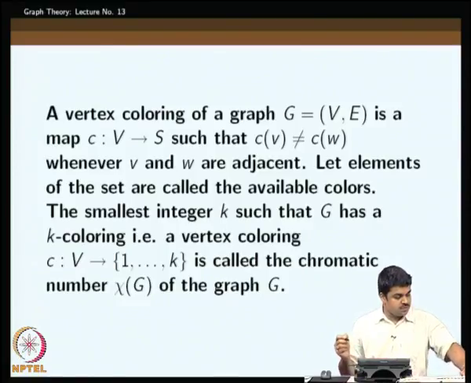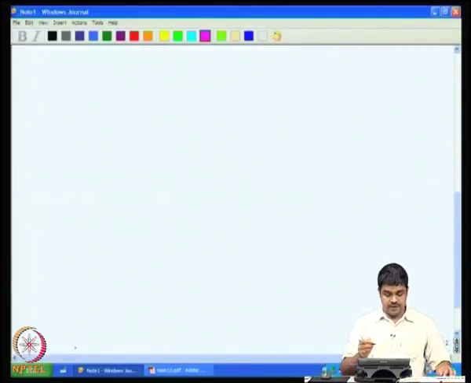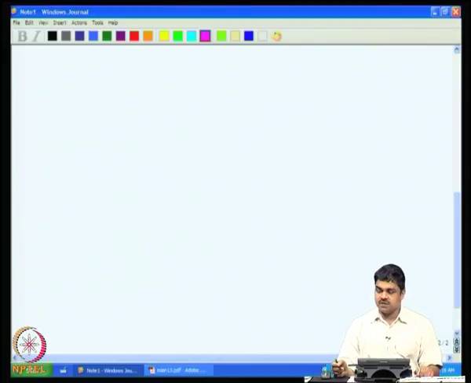This is the formal definition. In other words, we are supposed to color the vertices of the graph in such a way that whenever there is an edge, the endpoints should get different colors, and the number of colors should be minimized. We can look at some examples and try to understand the coloring problem again.